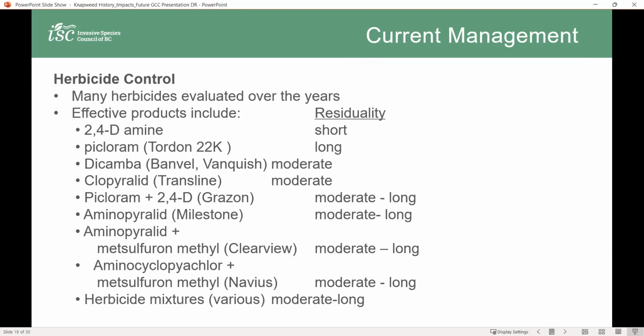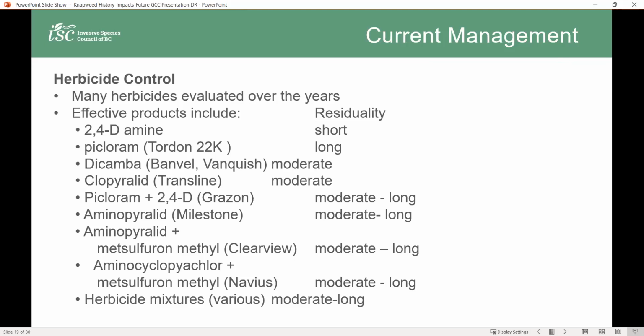Herbicide control of knapweed. This is the list of the herbicides that are most effective on knapweed. There's lots that aren't included here. Initially, 2,4-D and picloram and dicamba and clopyralid were used for knapweed control. Very effective, moderate to long residual.